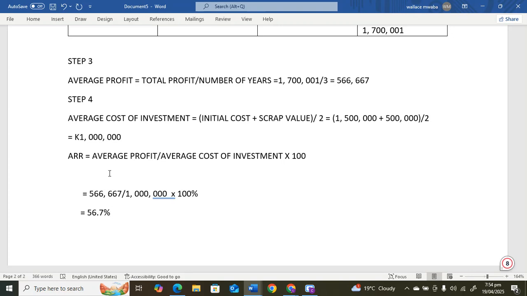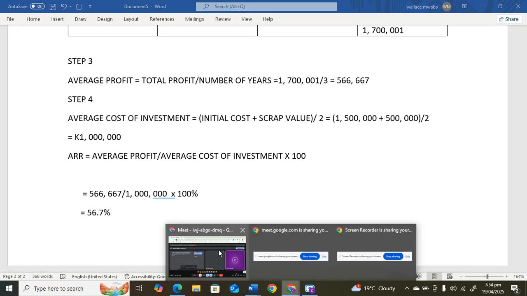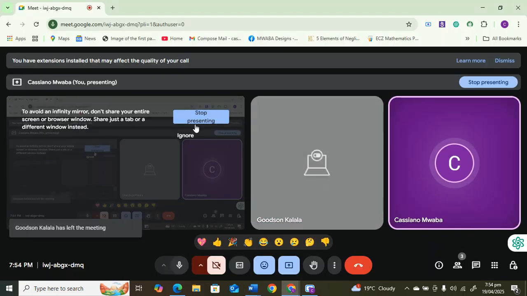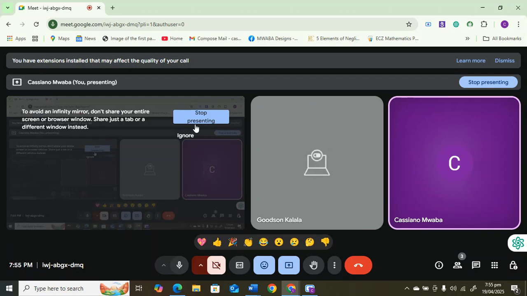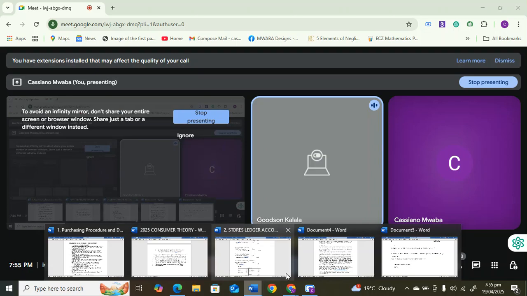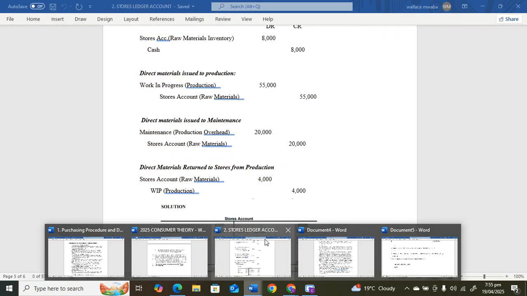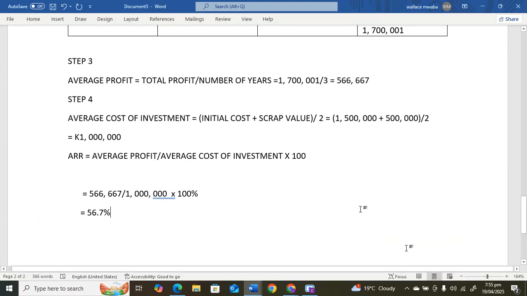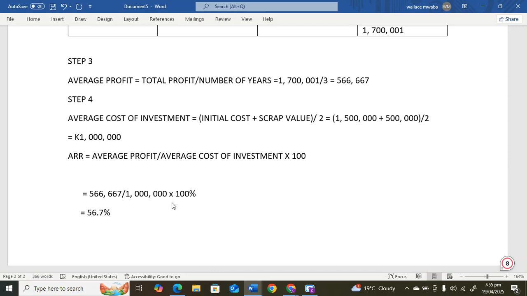So the way it is done with accounting rate of return, it's compared with either another project or maybe a target return that the company is looking for. Always, the moment you just say scrap value.